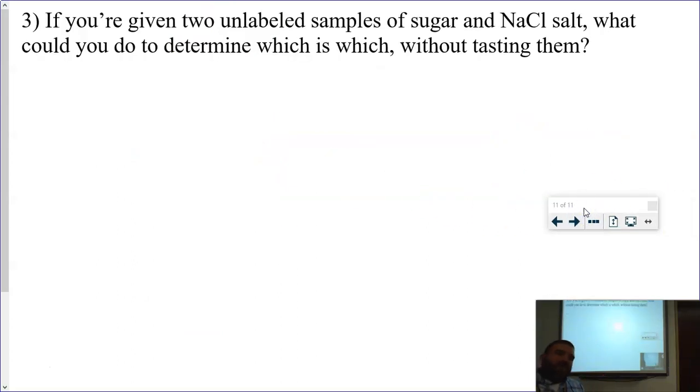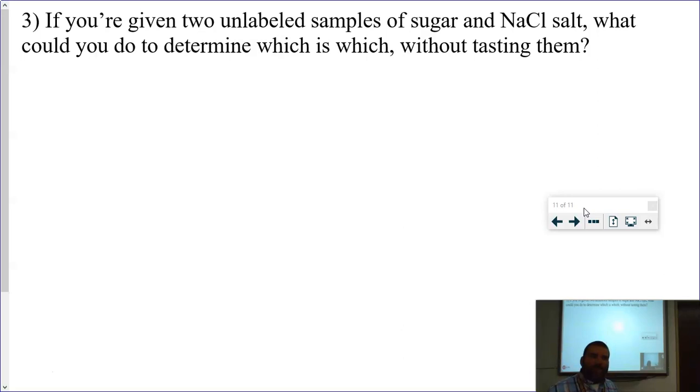All right, if you're given two unlabeled samples of sugar and salt, what could you do to determine which is which without tasting them? So in a lab, we don't taste things. That's generally best practice. Please don't eat lab materials. But the question is, if I gave you two white crystalline powders and I said, hey, one of those is sugar and one of those is salt, can you figure it out without eating it? What could we do?